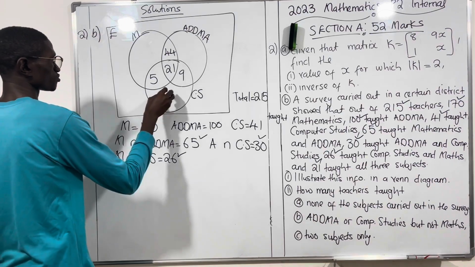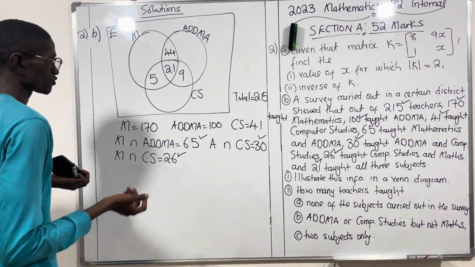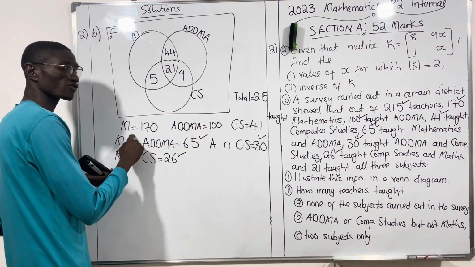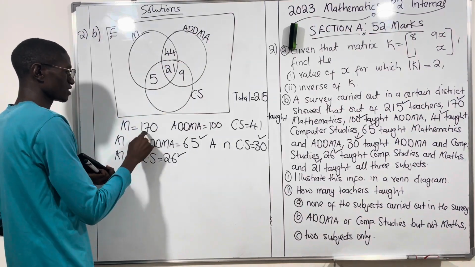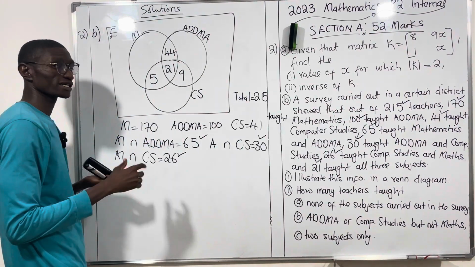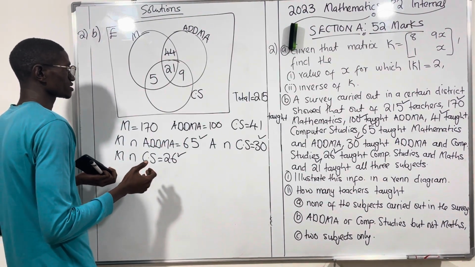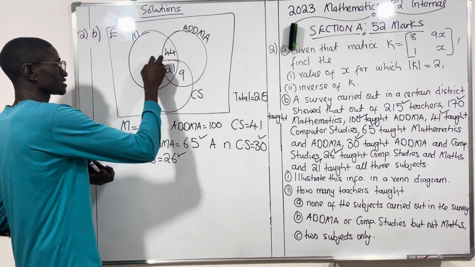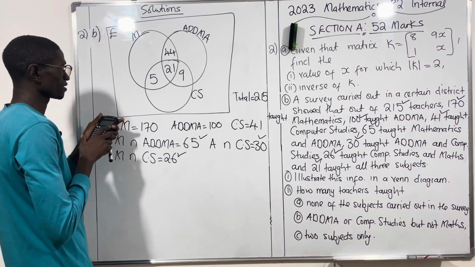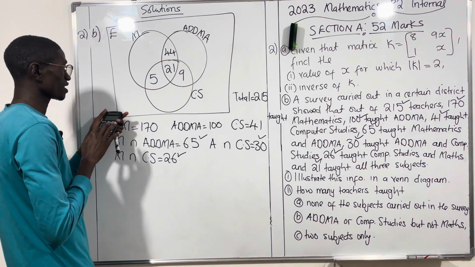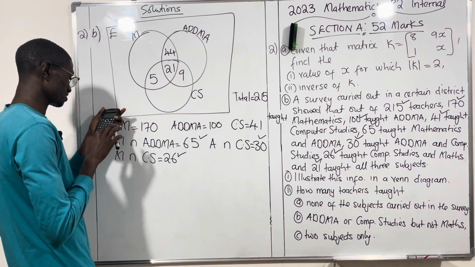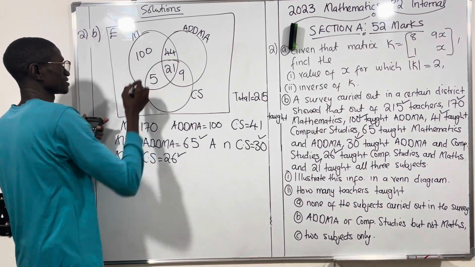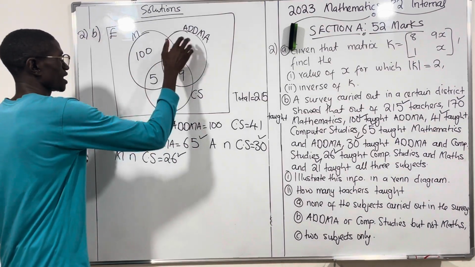Now, what about the values to put there, there, and there? Where are we going to find them? So we now go back to the totals of the individual sets. So mathematics, the total for this set should give us 170. If we add everything there, we're not getting 170. So what we're going to do here is we add everything and then we take away from 170 to find the value to put in this segment here. So we're going to say 5 plus 21 plus 44 is equal to 70, 170 minus 70 should give us 100. So that's 100.